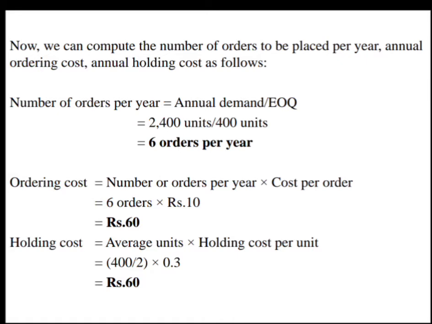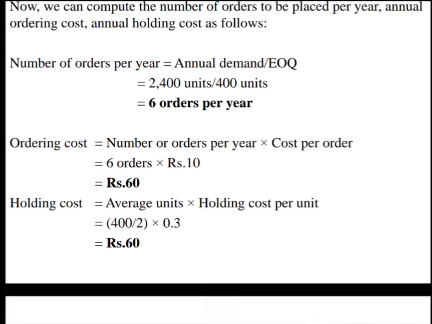There are 6 orders in a year and per order the cost is 10 rupees. And what is the average holding cost? There are 400 units, and we have to identify the holding cost per unit. So that is 400 divided by 2 into 30 paise. Is that clear?